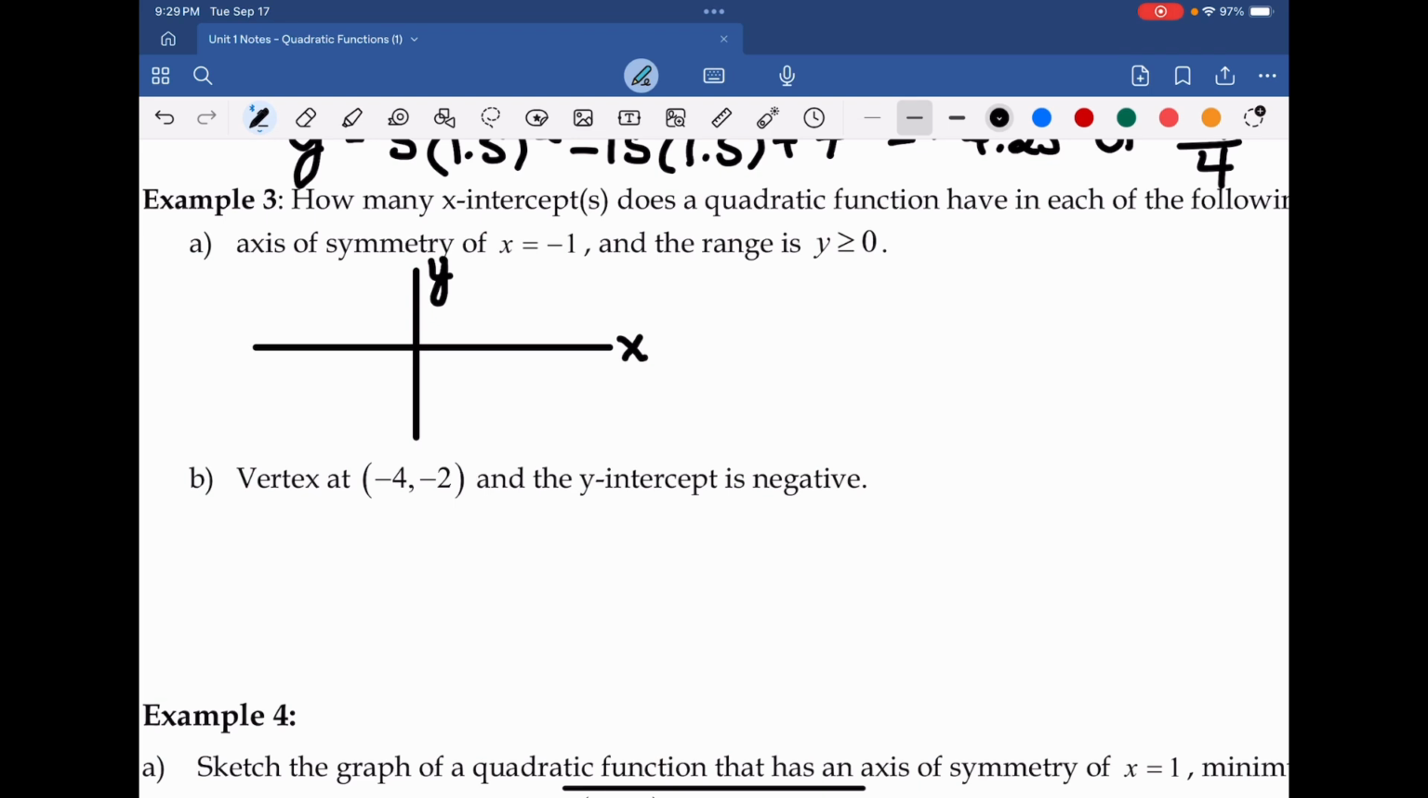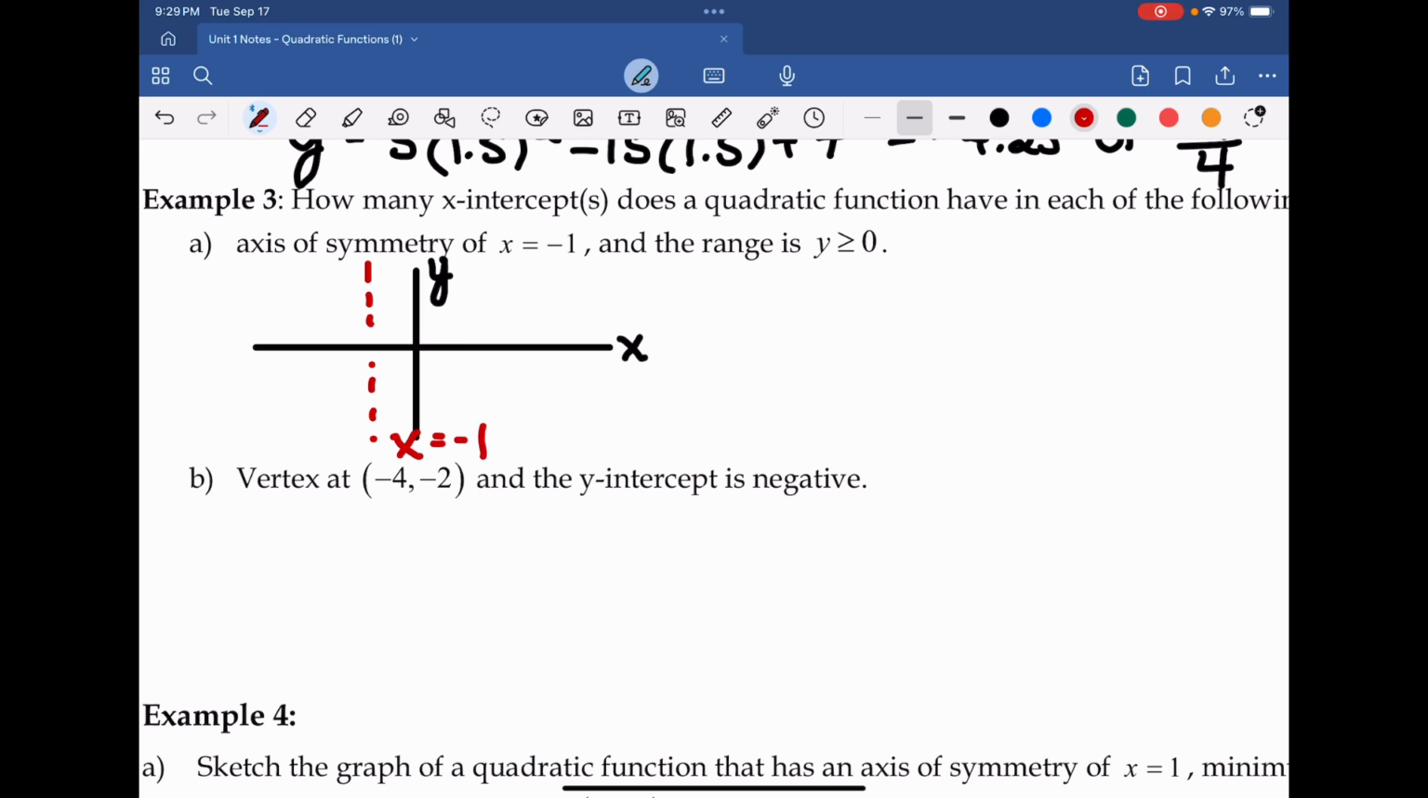An axis of symmetry at -1. I'm going to go to -1 and put a dotted line that goes up. So I'm going to try to make it like that. There we go. And I'm going to write this as x is equal to -1. That's the axis of symmetry, or the line that divides this in half.